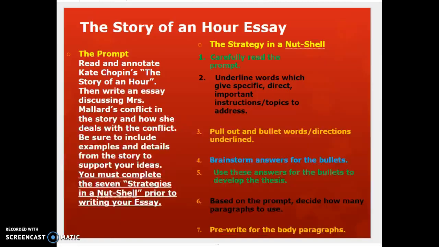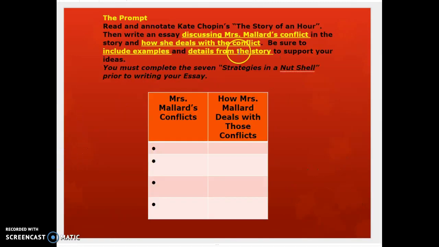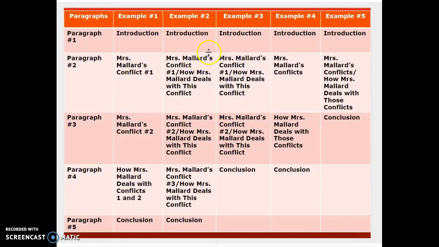You'll notice back on the directions where we have the prompt, it says discuss Miss Mallard's conflict in the story and how she deals with the conflict. So it actually does not say you have to discuss a specific number of conflicts. So you theoretically could respond and just discuss two of her conflicts and still write this essay effectively.